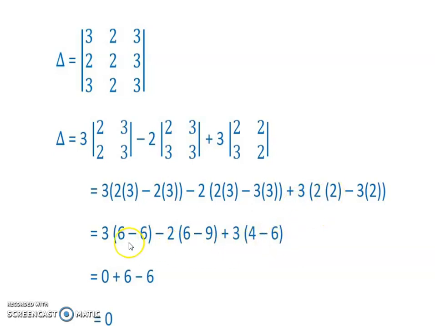4 minus 6, we know that 6 minus 6 is 0, so 0 into anything is 0, but 6 minus 9 is minus 3. Minus 3 into minus 2 plus 6. 4 minus 6 minus 2, but 3 into minus 2 is minus 6, but plus 6 minus 6 gives the value 0. That means from this example we understand that if two columns have the same element in each position, then the final answer of that determinant will be 0. So we understand the best examples, which are in a board pattern.